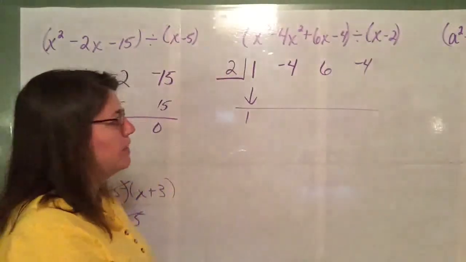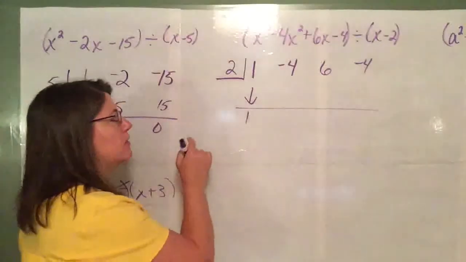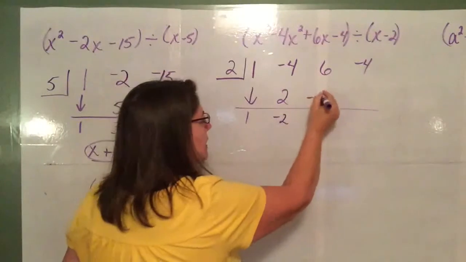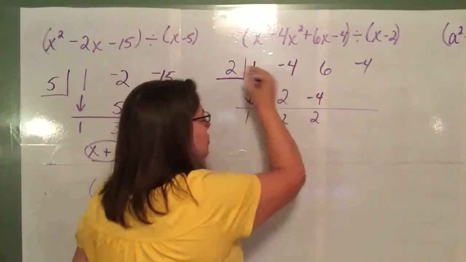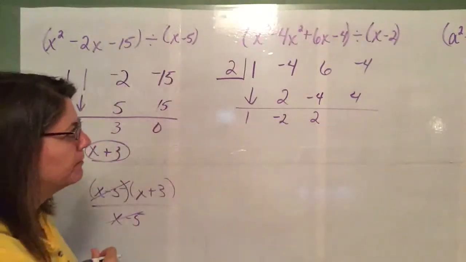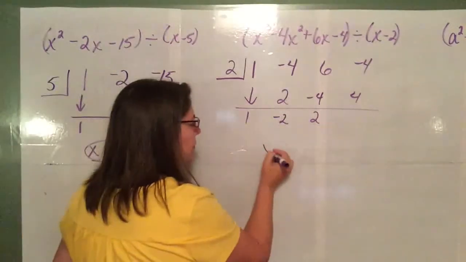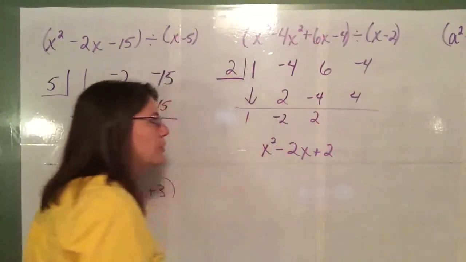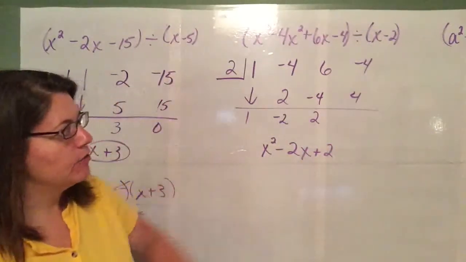Okay, so hopefully you finished this. I'm just going to go through real quickly and do this. 2 times 1 is 2. If I add those, that's -2. 2 times 2 is -4. Add those and get 2. 2 times 2 is 4. Add those and get 0. So again, this one had no remainder. My depressed polynomial will be x squared minus 2x plus 2. And that would be my answer.